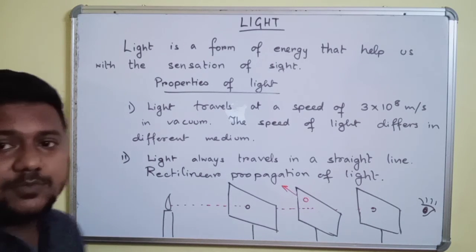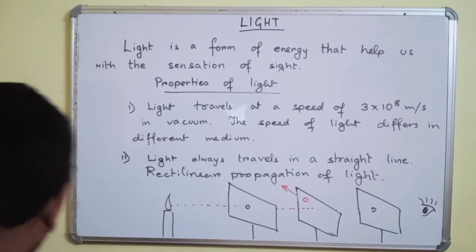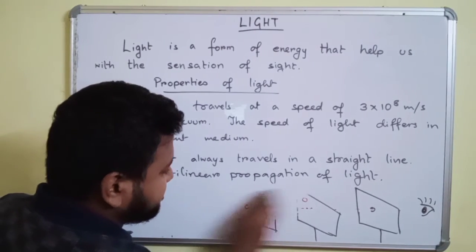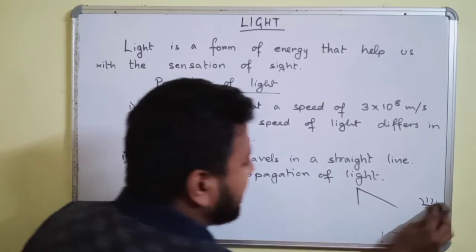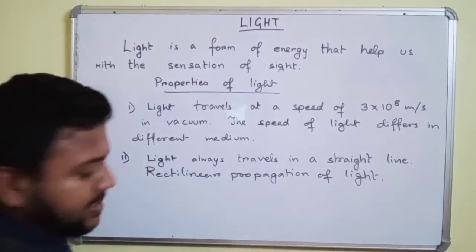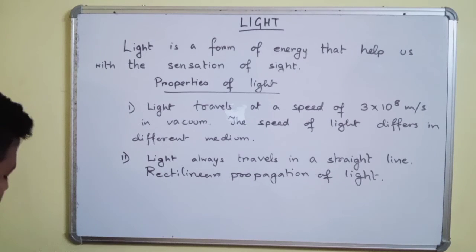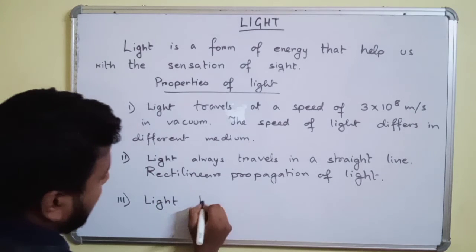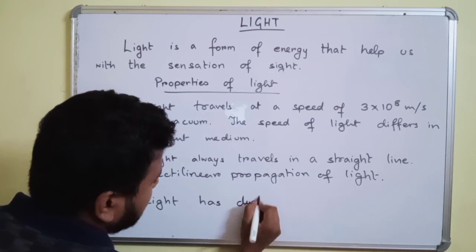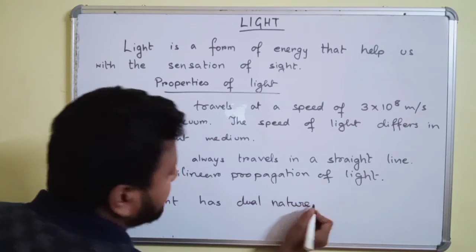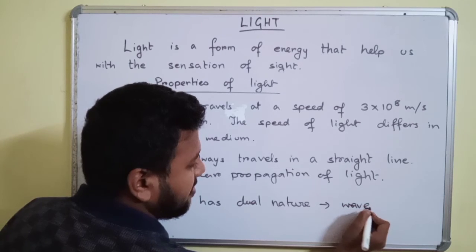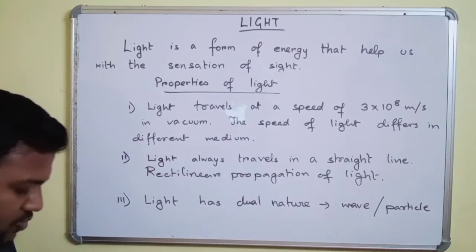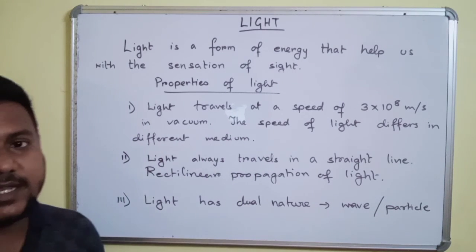Okay. Now let us come to the next property. When we see the next property, we will observe that light has dual nature. Sometimes it behaves as a wave, sometimes it behaves as a particle. Okay. Now we will be discussing this particular nature of light in detail.